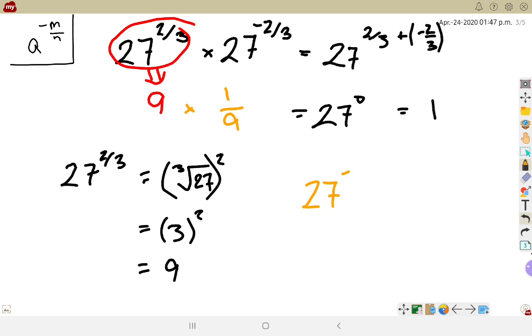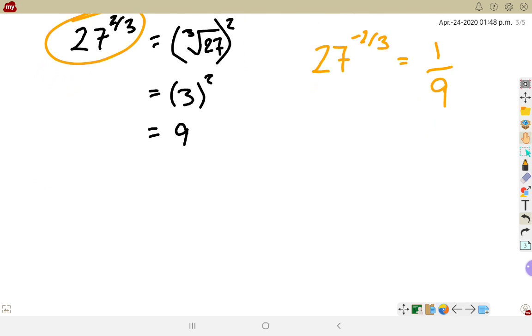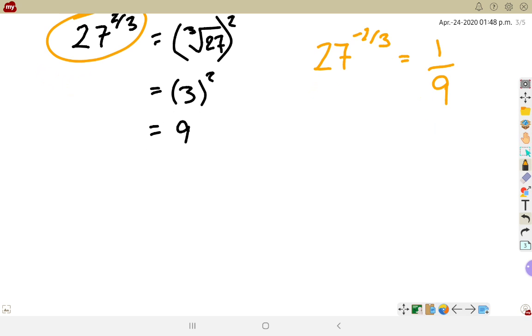27 with an exponent of negative 2/3 is going to have to be 1 over 9, which is really just the reciprocal of what we saw over here, right? It's the reciprocal of that. Okay, so let's work through it to actually prove that it works that way. Okay, but we know what we should be getting.